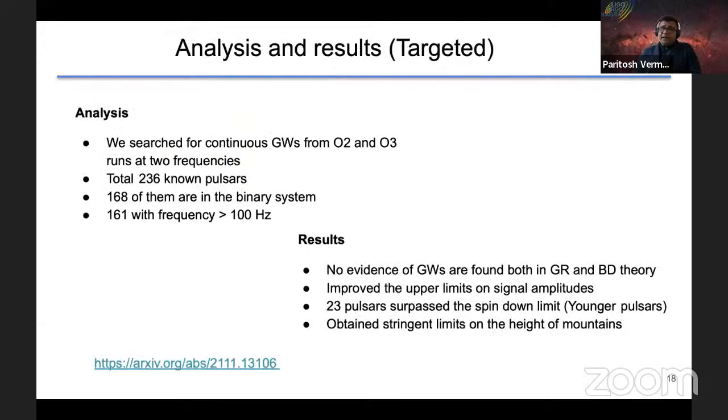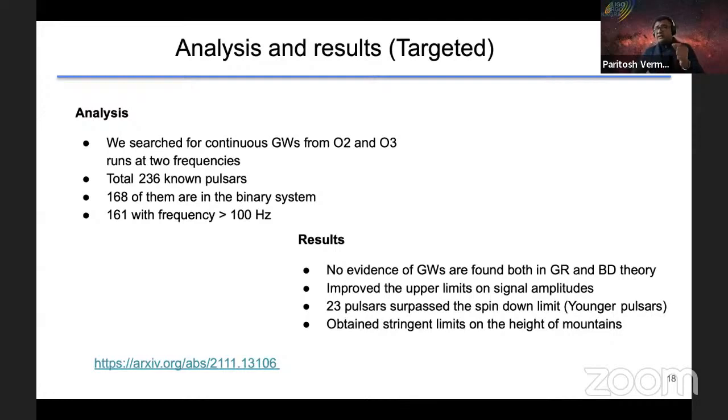So here I present the analysis and result for our targeted search. We searched for 236 known pulsars during the O2 and O3 observing runs, and 168 of them were in binary systems, whereas 161 were spinning with a frequency greater than 100 Hz. We could not find any gravitational waves, in both general relativity as well as Brans-Dicke theory. But we improved the limits on the signal amplitude, and even 23 pulsars surpassed the spin down limit, which means they were younger pulsars and they were spinning very fast.